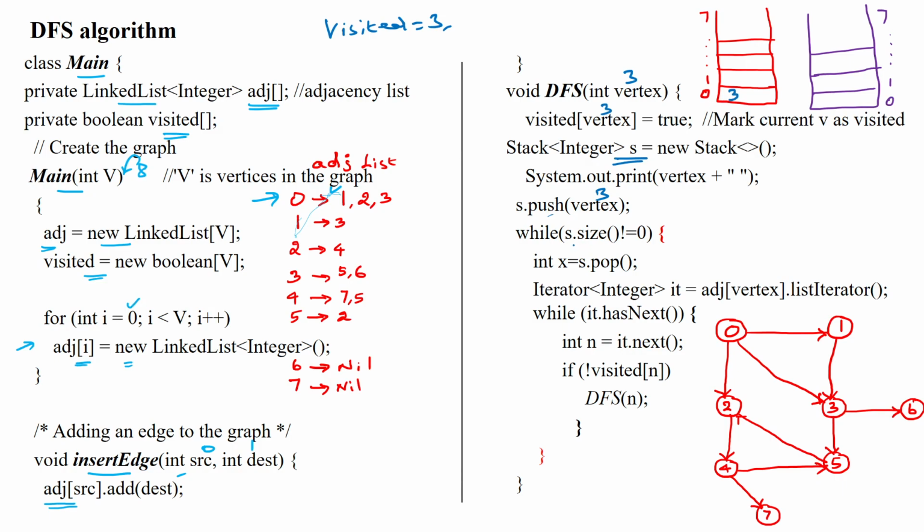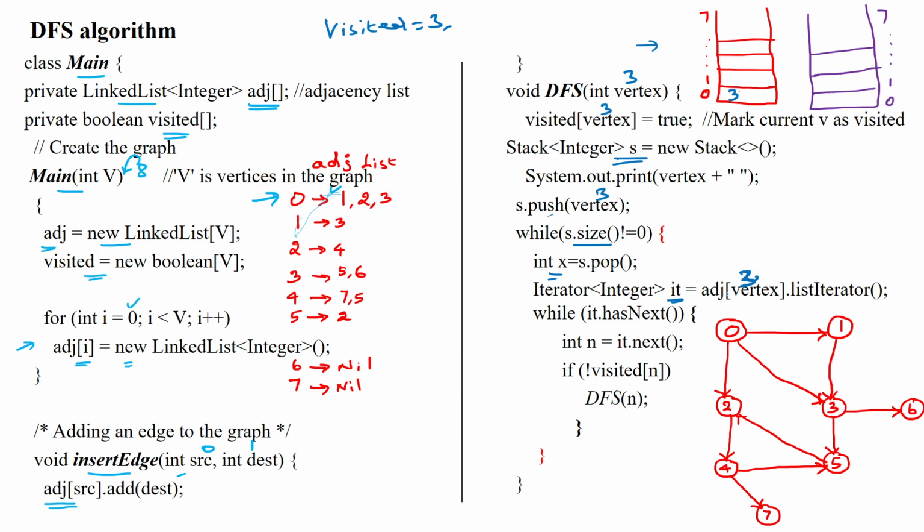Now we check s dot size not equal to 0. This is the stack, and it has one element, so it is true. Now we pop the 3, and after popping, 3 is assigned to variable x. Now we create the iteration variable for the adjacency vertices of 3.